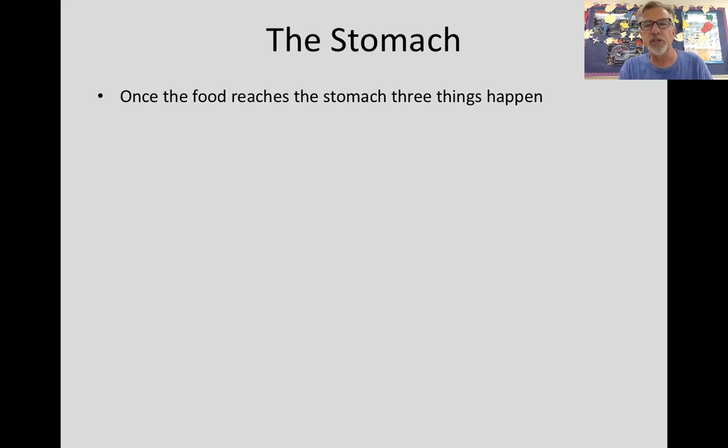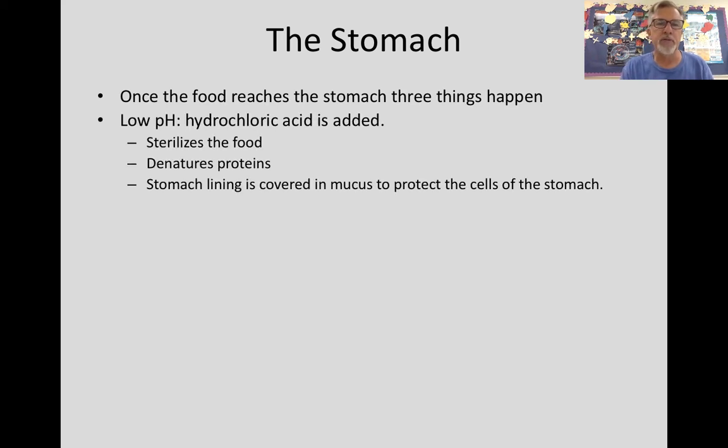Once the food reaches the stomach, 3 things are going to happen. First, the pH is drastically lowered as hydrochloric acid is added to the food. This has a number of important effects. 1, it sterilizes the food, kills almost all the bacteria. 2, it denatures proteins, and that means it unfolds them. And that makes it a lot easier for enzymes to pull them apart and turn them into amino acids.